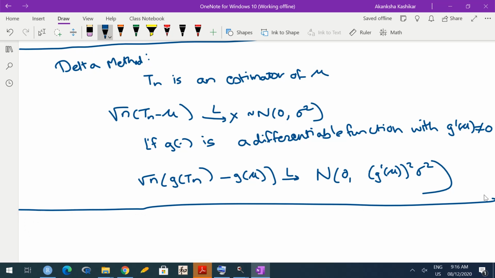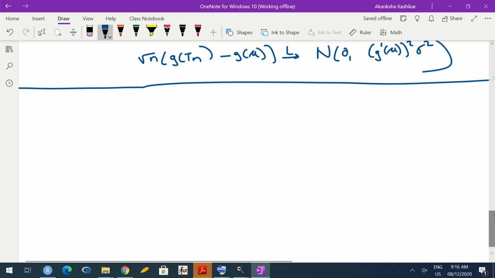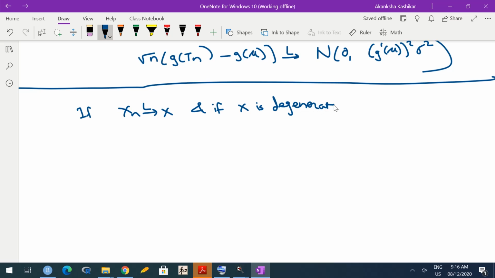A couple of other results that are important: we know that convergence in probability is stronger. Convergence in probability implies convergence in law. But are there any situations where the reverse happens? Yes. If Xn converges to X in law and if X is degenerate, then Xn will converge to X in probability also. So the reverse implication holds if the limiting random variable is degenerate.